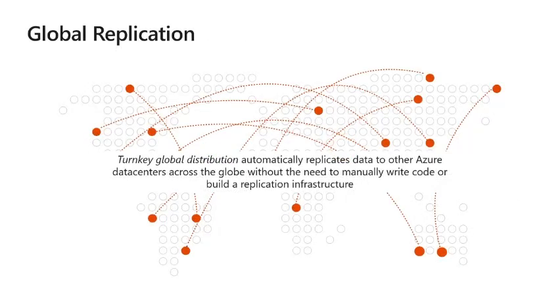Let's talk about global replication. Azure Cosmos DB has a feature referred to as turnkey global distribution that automatically replicates data to other Azure data centers across the globe without the need to manually write code or build a replication infrastructure. So it's globally distributed, and replicates the data to other data centers across the globe without the need to manually write any code.